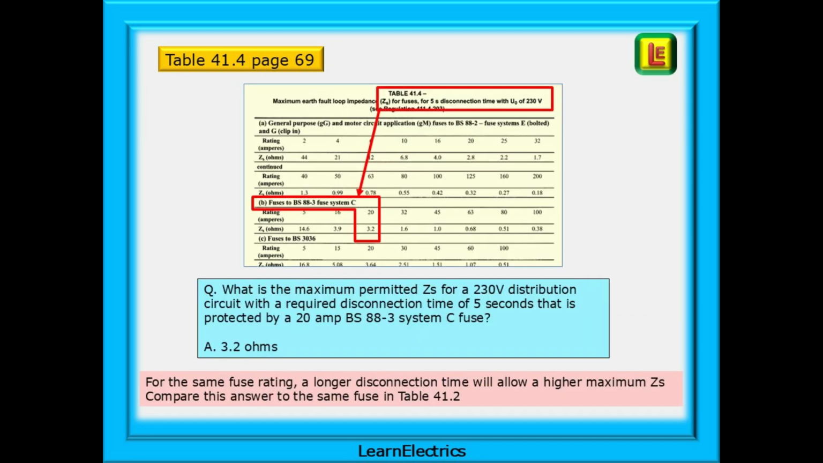Here's a question. What is the maximum permitted Zs for a 230 volt distribution circuit with a required disconnection time of 5 seconds that is protected by a 20 amp BS88-3 system C fuse? Find table 41.4, find BS88-3 system C fuses, find 20 amps and read off the answer, which is 3.2 ohms. For the same fuse rating, a longer disconnection time will allow a higher maximum Zs. Compare this answer to the same fuse in table 41.2.